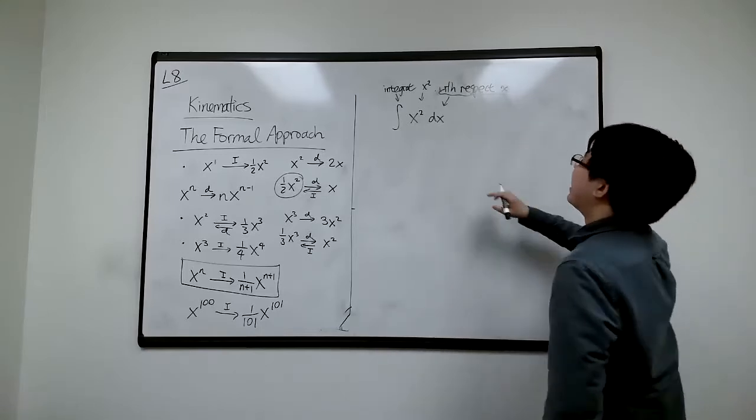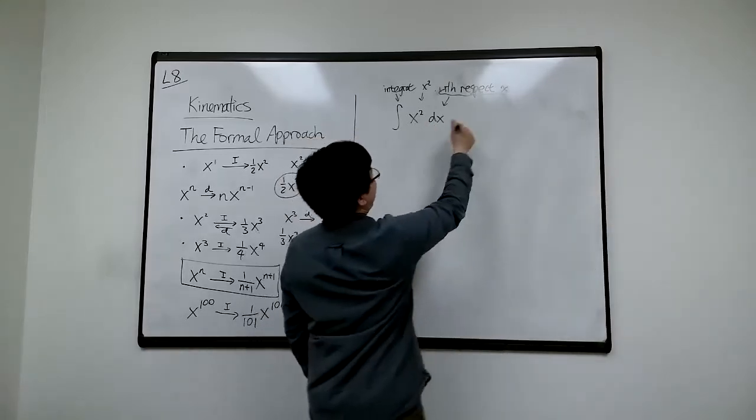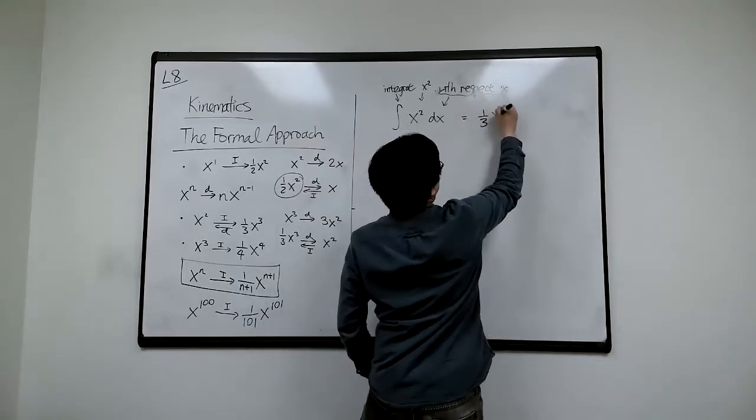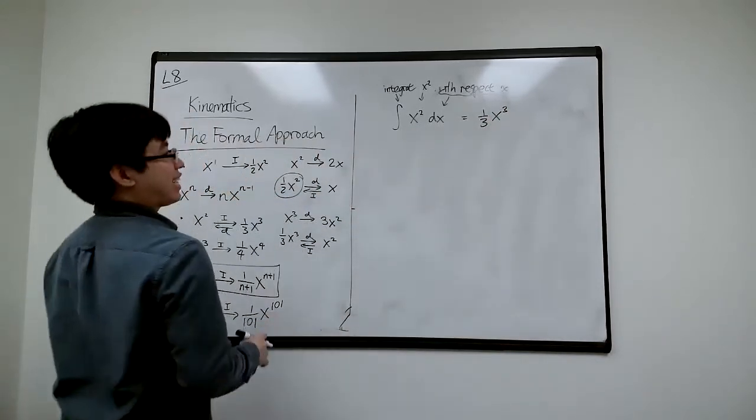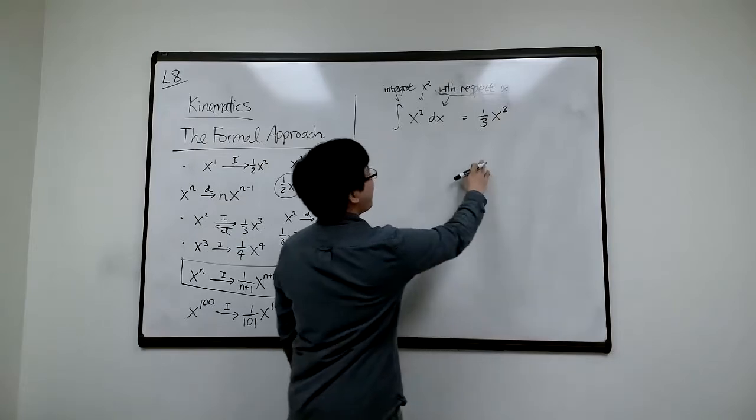Sorry about the glare again. Yeah, all right. So you write that and it equals 1/3 x cubed, like that. Can you see that? Yeah, sort of, just barely. All right, we'll do that.